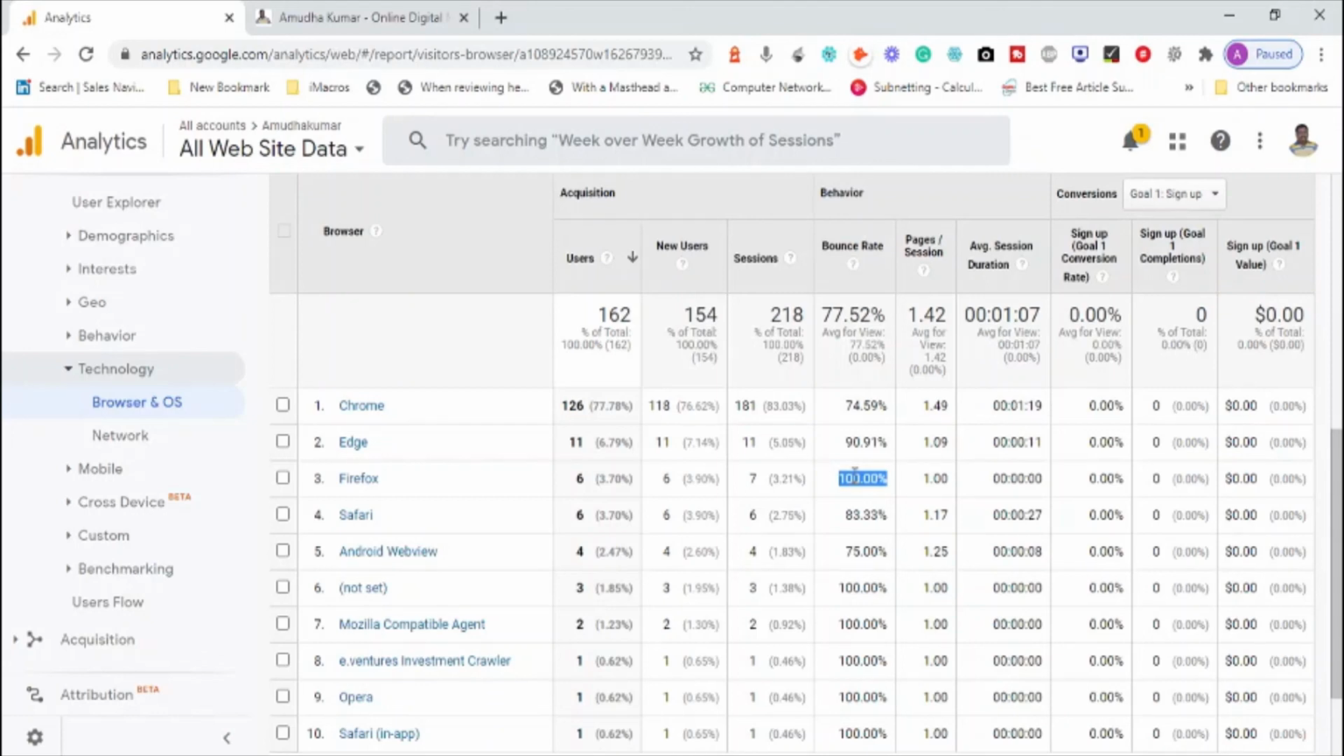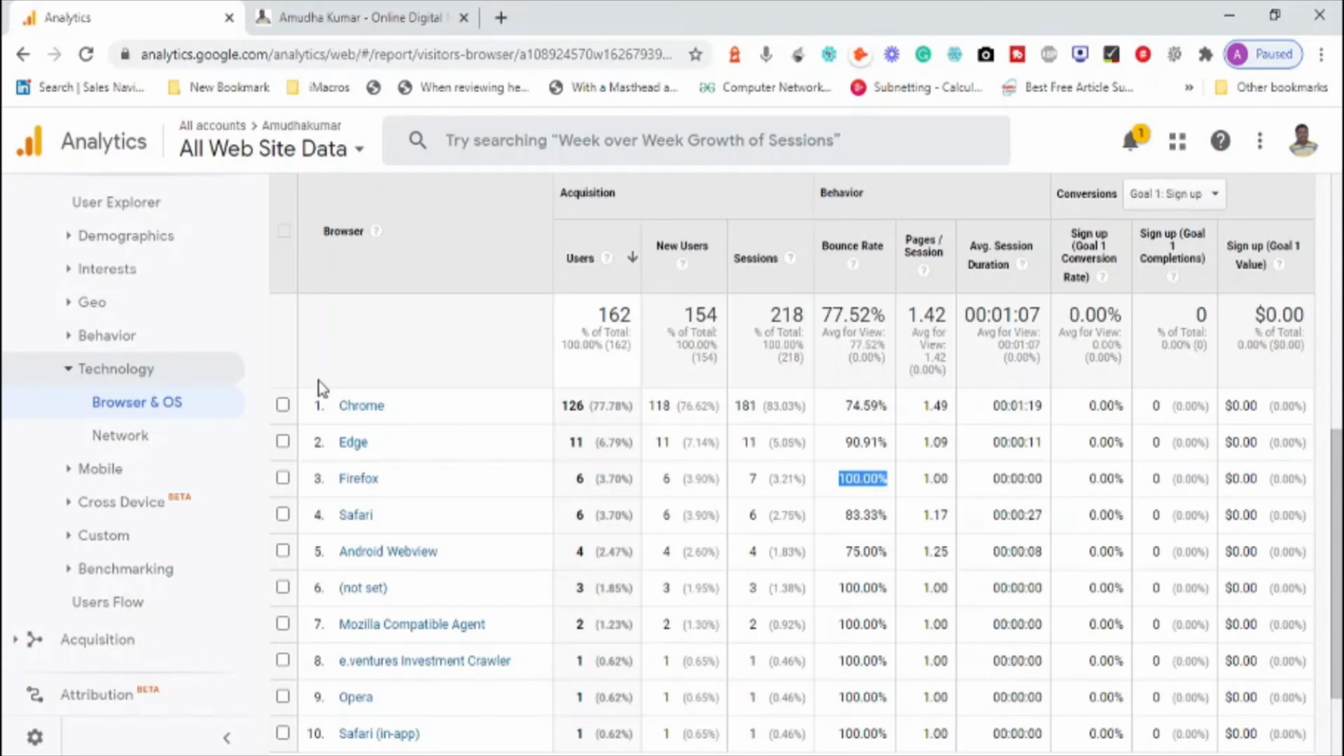Maybe the site is not loading, or whatever it may be. Now the responsibility is to pay attention to Firefox and see why my website is not working with respect to Firefox, because of the 100% bounce rate. All the people who came from Firefox have always left my website without doing anything. Why? Like this, we can come up with lots of metrics and values and decide what to do and what not to do.